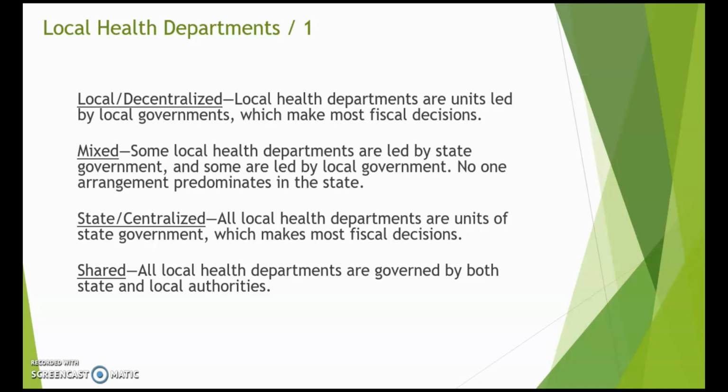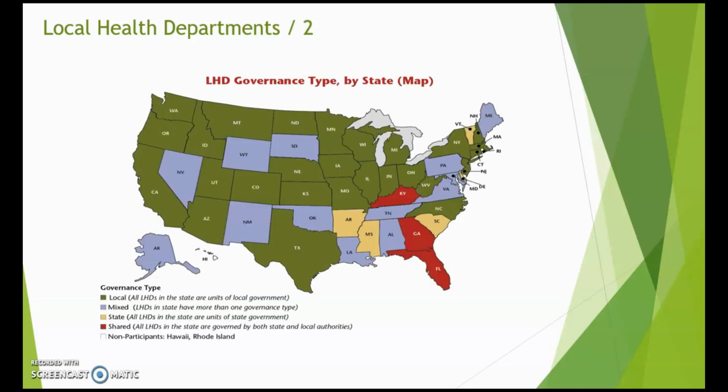Then you have state centralized. All local health departments are units of state government, which makes most fiscal decisions. And finally, you have shared. All local health departments are governed by both state and local authorities. Now let's take a look at the diagram and the map in the next slide.